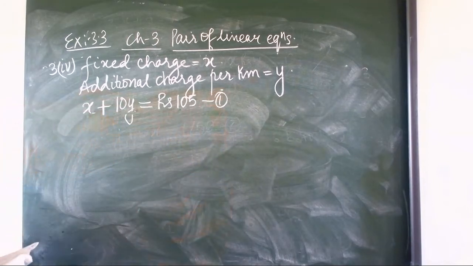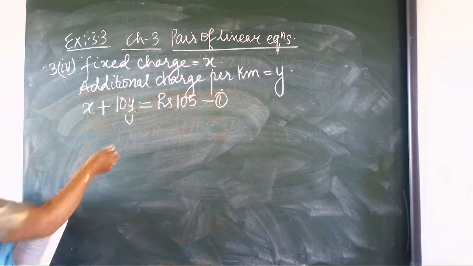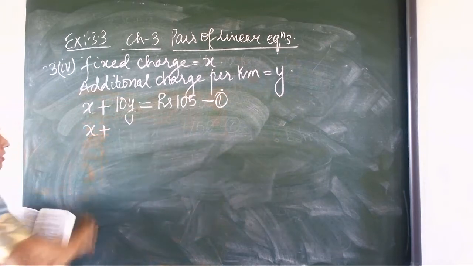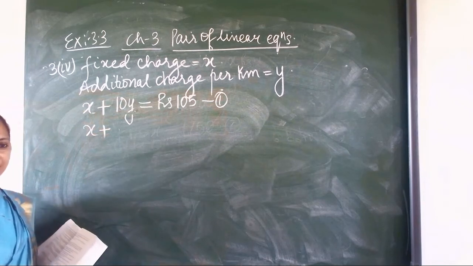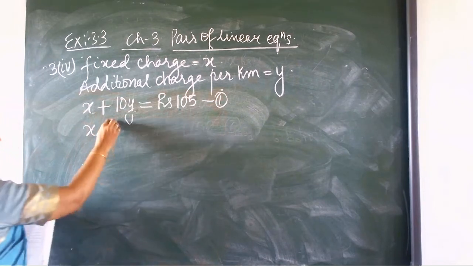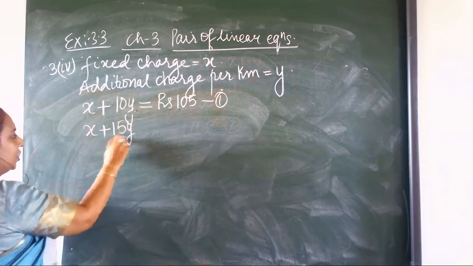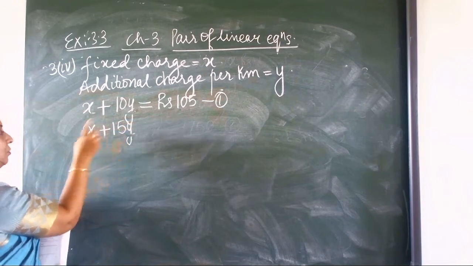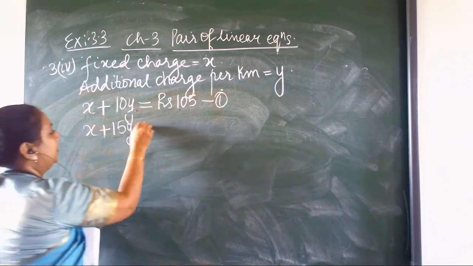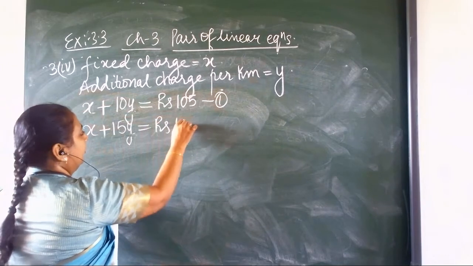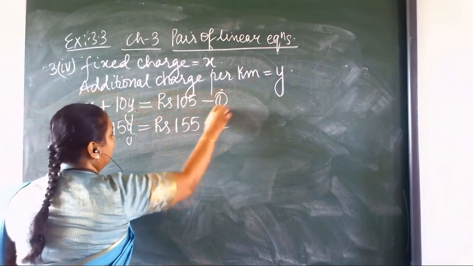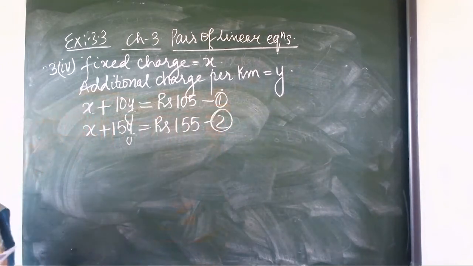And similarly for the 15 kilometers the charge paid is rupees 155. So same, x is the fixed charge, and for the 15 kilometers 15y is the additional charge which is to be added to the fixed charge. It gives you rupees 155. This is the second equation. Now equations are there, you can solve by substitution method, finding the value of x and y.